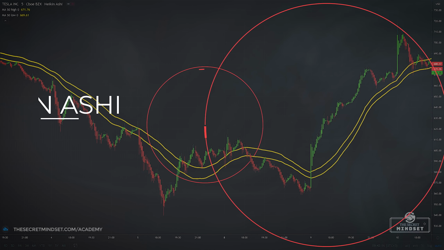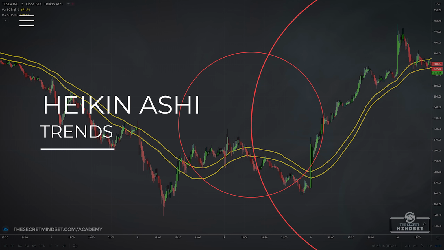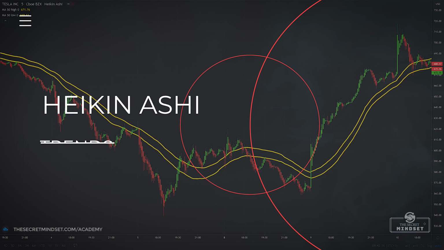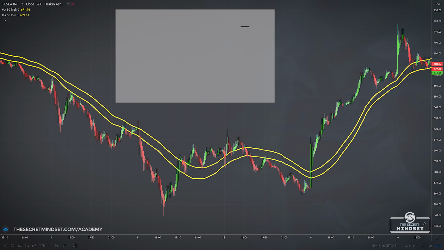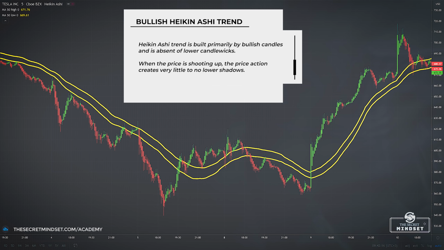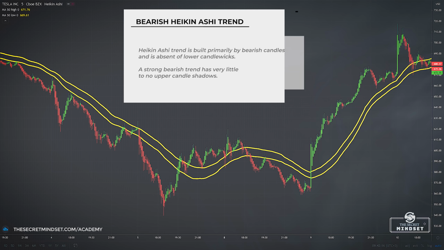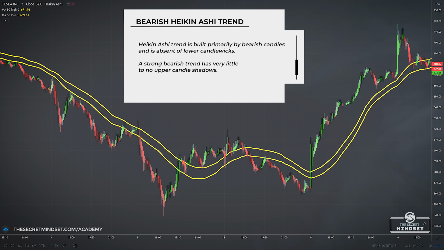With the Heikin Ashi chart, you can distinguish strong trends from weak price action. At first glance, the bullish Heikin Ashi trend looks like a normal Japanese candlestick trend. However, you will notice that the Heikin Ashi trend is built primarily by bullish candles and is absent of lower candle wicks. When the price is shooting up, the price action creates very little to no lower shadows. The bearish Heikin Ashi trend has the same features as the bullish one, but in the opposite direction. This means that it is built mainly by bearish candles. Also, a strong bearish trend on the Heikin Ashi graph has very little to no upper candle shadows.